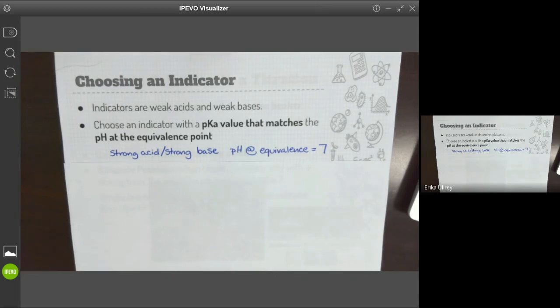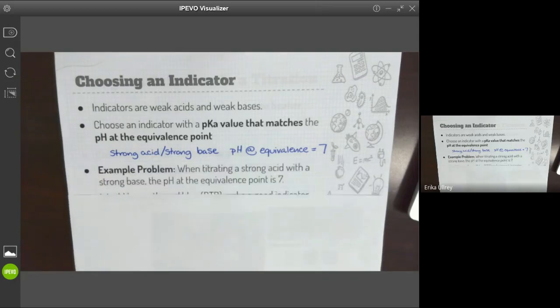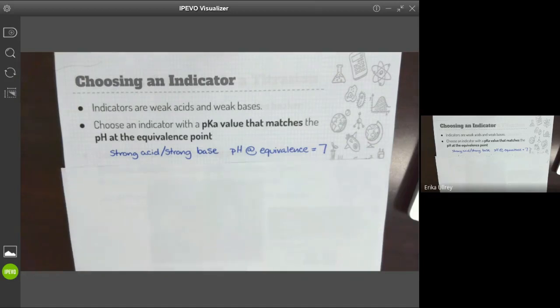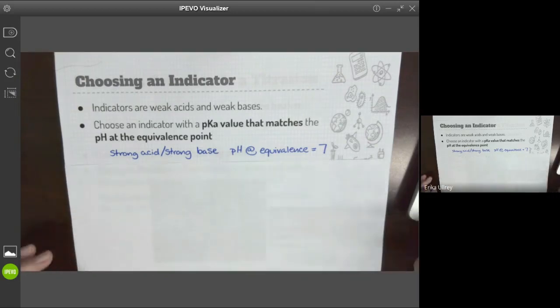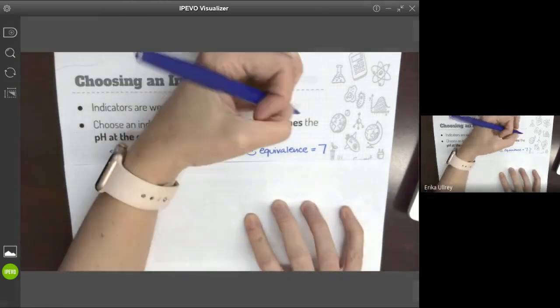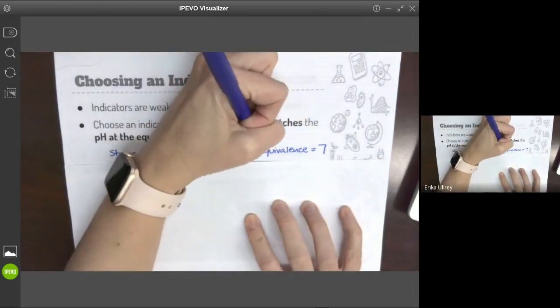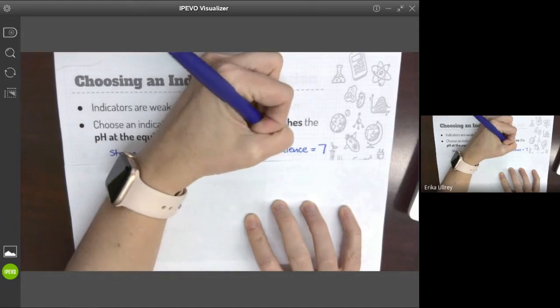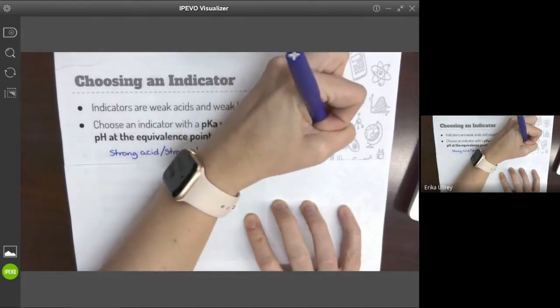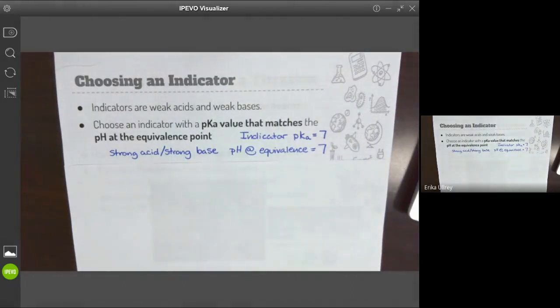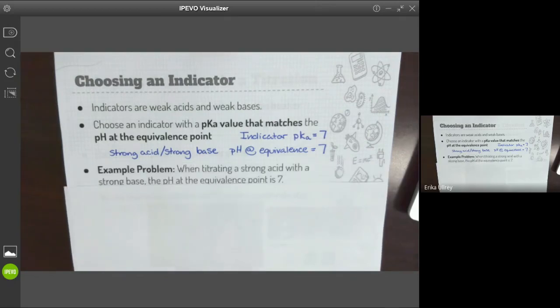And so we're going to talk about what's called a buffer. So that's what we're looking at there. So an example problem, so for the strong acid, strong base, if the pH at the equivalence is 7, we would look for an indicator with a pKa equal to 7, okay? So when we choose phenolphthalein, it has a pKa pretty close to pH of 7, okay?